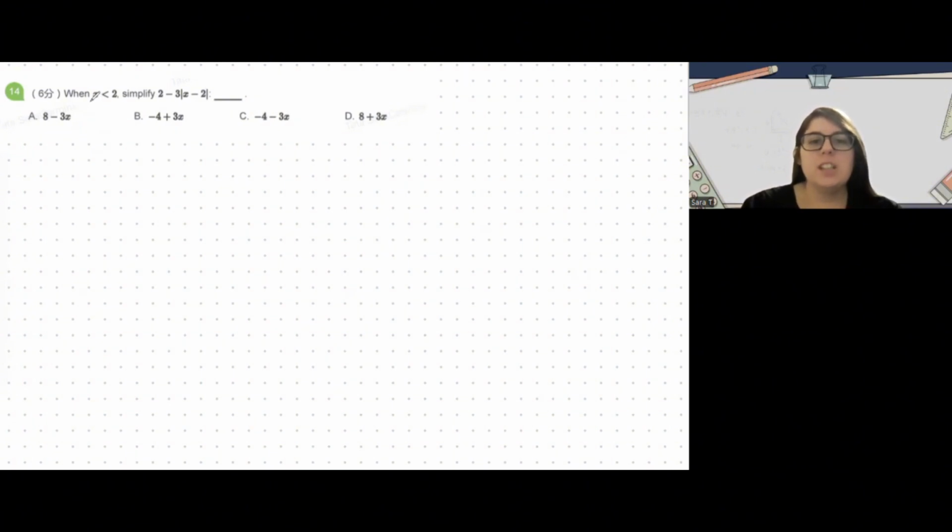So the question says, when x is less than 2, simplify 2 minus 3 times the absolute value of x minus 2. So given the condition x is less than 2, we have to try to figure out if what's inside the absolute value symbol, x minus 2, is positive or negative. And why is that important?